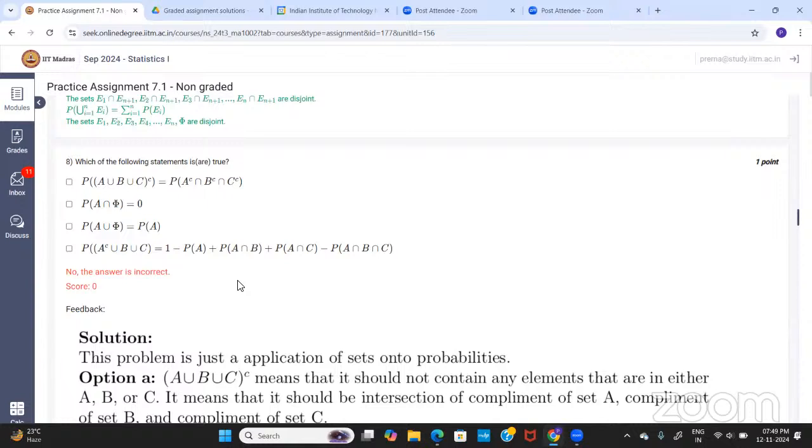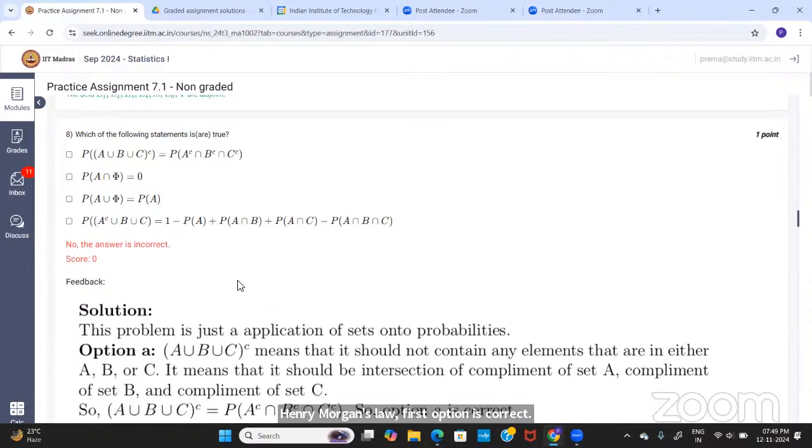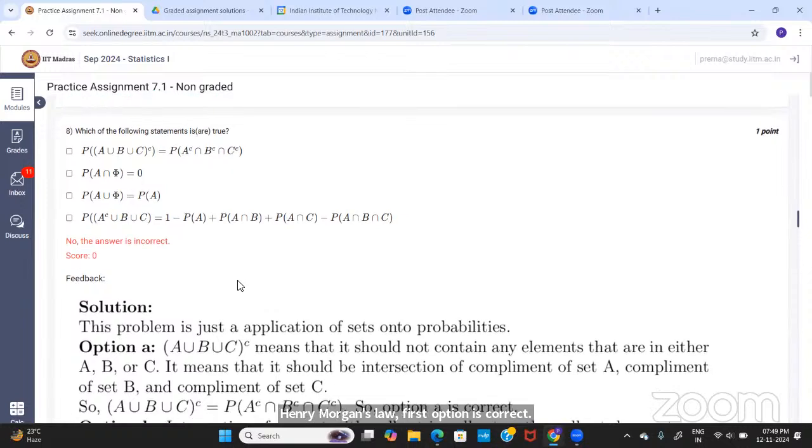De Morgan's law, first option will be correct. Second is A intersection phi. So phi is a null set, nothing in it, so it will be 0. And A union phi will be A only, so probability of A. This is also correct.